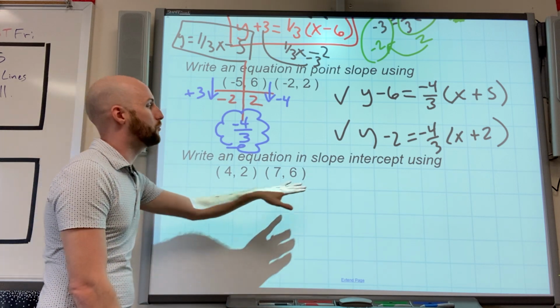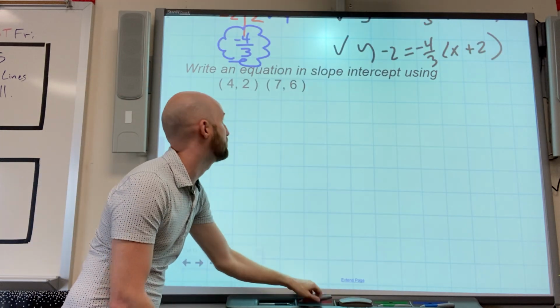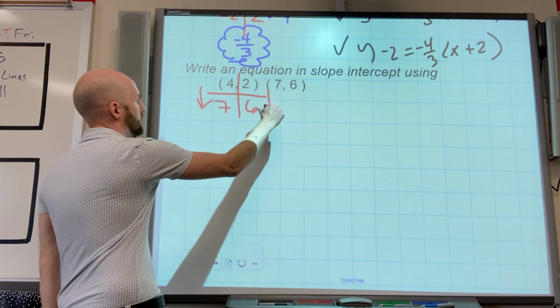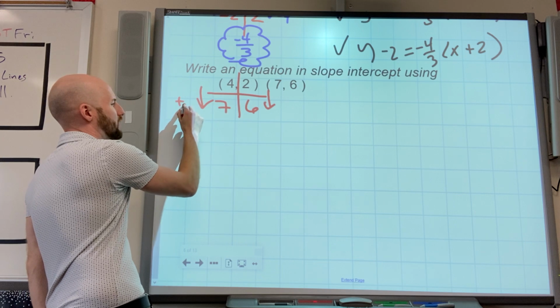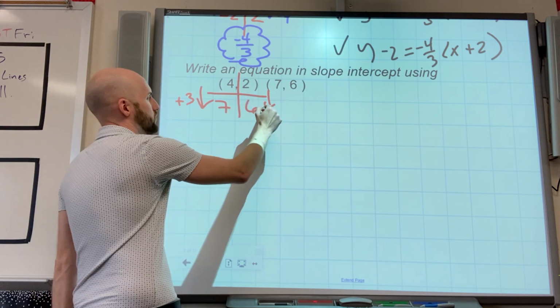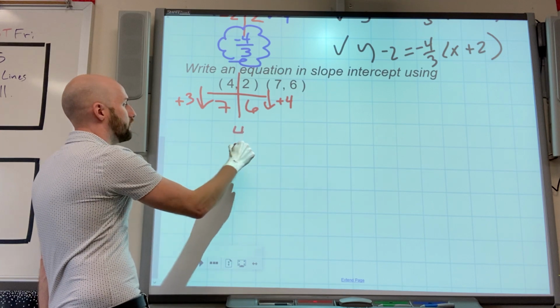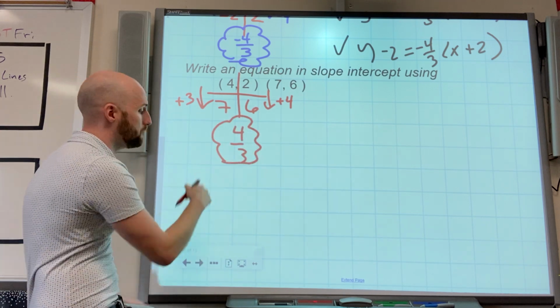Let's do one we're doing in slope-intercept form. So I'm going to stack my points, find what happened. From 4 to 7, it's what, plus 3. From 2 to 6, it's plus 4. So 4/3 is my slope.